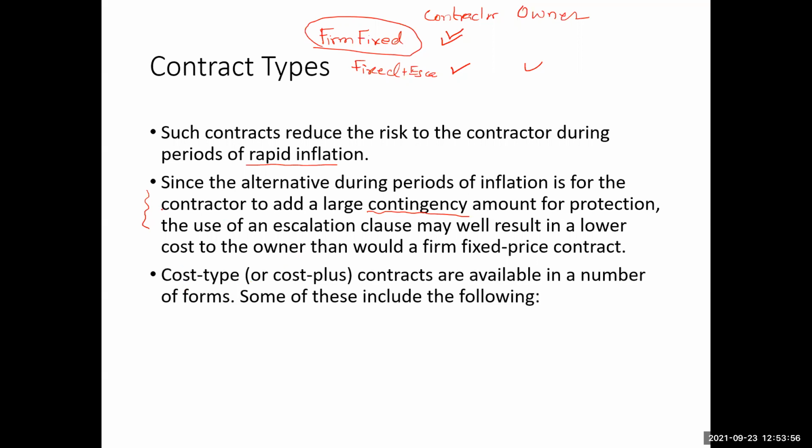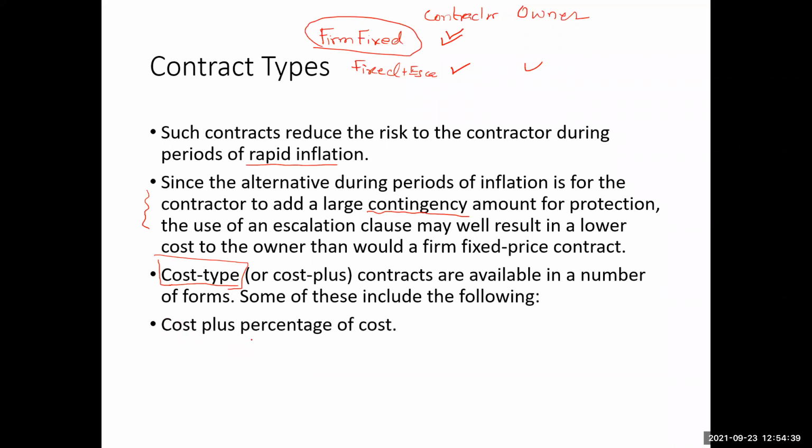Okay, so these were the two fixed price contracts. Now let's move to the cost type of contracts. Remember that by pricing, there were two types of contracts: firm fixed price, and under this firm fixed price we looked at the lump sum, the unit price, fixed price with escalation, etc. But on the other hand, there are totally different types of contracts. These are called cost type contracts or cost plus contracts. These contracts are fundamentally different from the firm fixed price contracts. So there are some of these following forms.